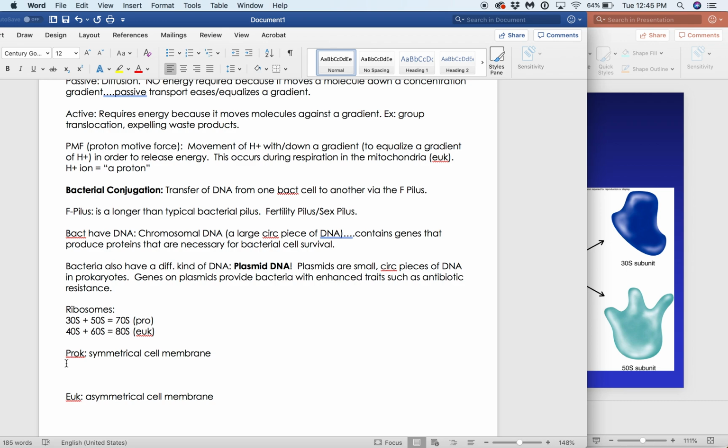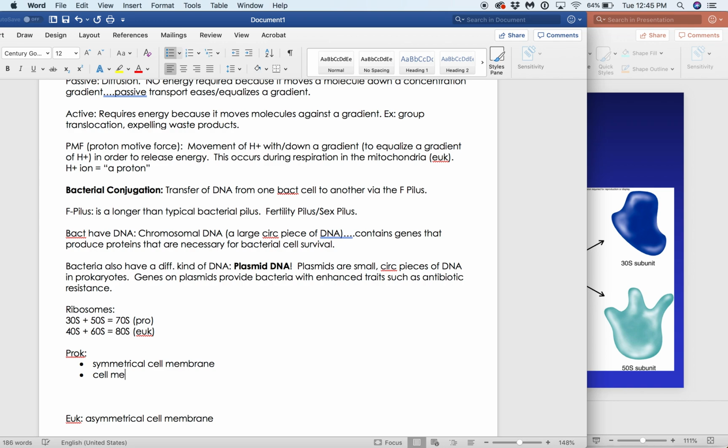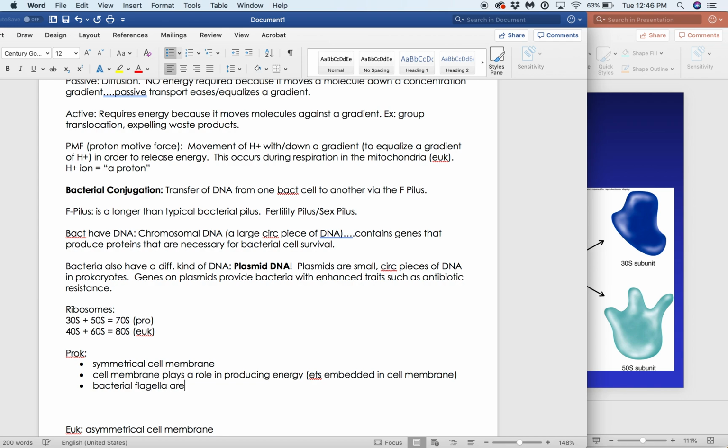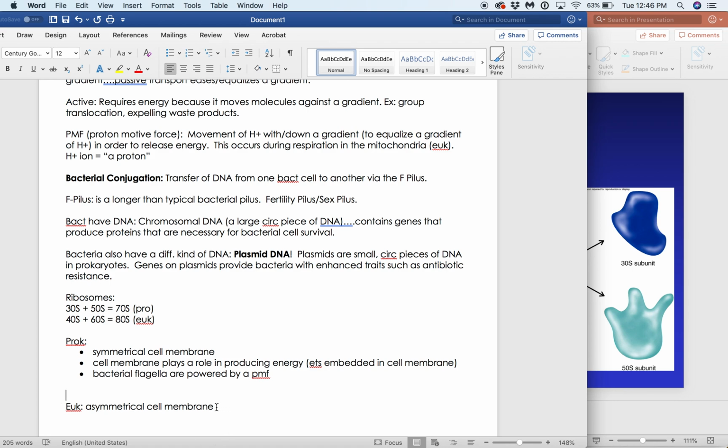But another thing for prokaryotes, you know what? I'm going to do it this way. Do it as a bulleted list. Here we go. Prokaryotes also have, let's see, the cell membrane plays a role in producing energy. That was on a previous slide that you can add to your list. So for example, the electron transport system is embedded in the cell membrane. The bacterial flagellum: bacterial flagella are powered by a proton motive force. That's different from eukaryotes.